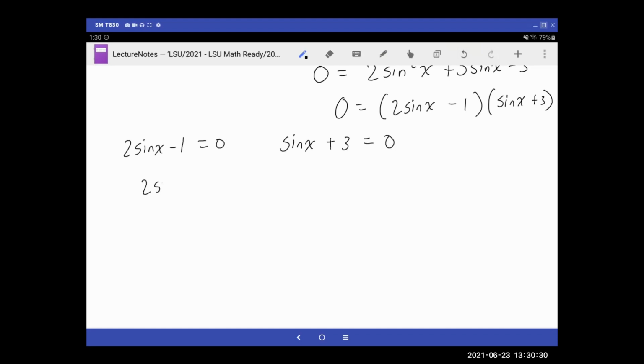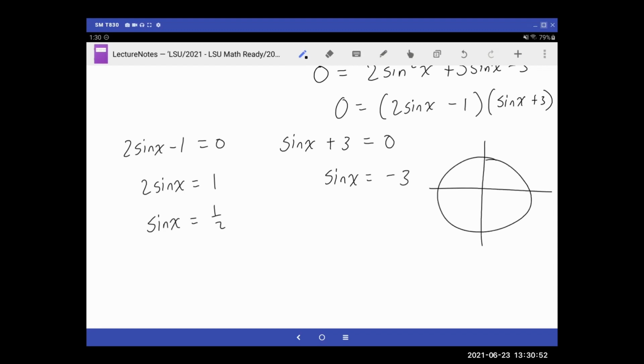On the left, if I add 1 to both sides, I get 2 sine x equals 1. Divide both sides by 2, and I get 1/2. On this one, I subtract 3 from both sides, I get -3. Oh, too many negatives. Okay, so on the unit circle, sine is 1/2 at pi over 6 and 5 pi over 6.